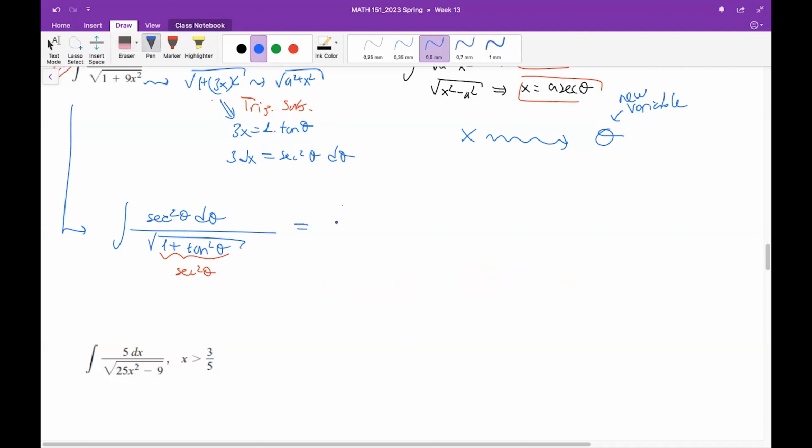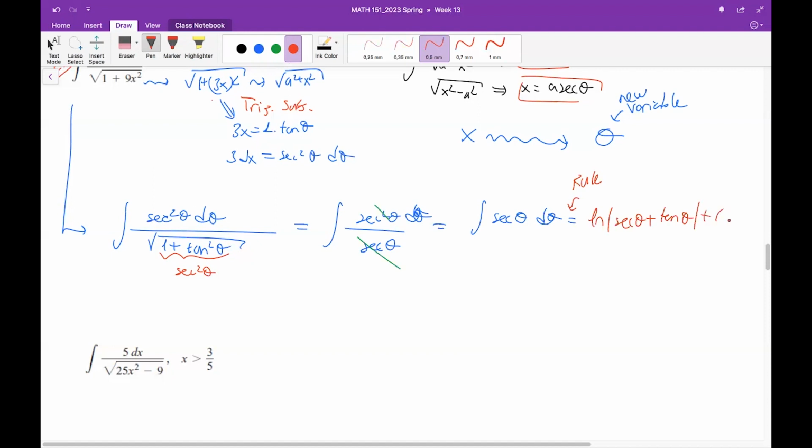So what we have then is secant square theta d theta divided by, just eliminate secant theta, right? Then you can simplify these two. What we have inside the integral is just secant theta d theta. Remember, this is a rule for you now. Integral of secant theta is ln of secant theta plus tangent theta, okay? Don't forget, you should know this by heart from now on, and you should take this as a rule.